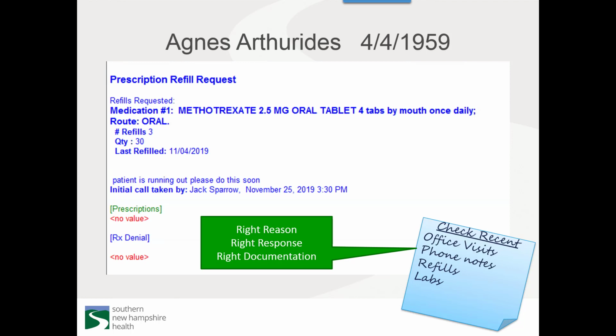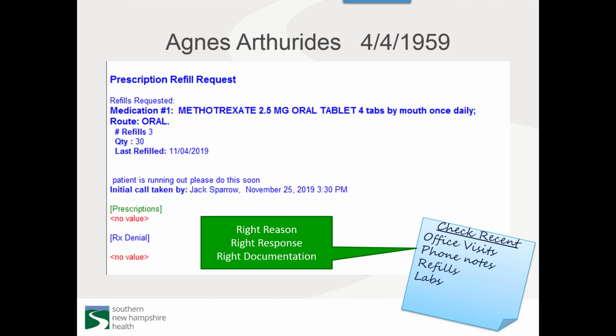The right response has to do with whether or not we've followed up on the appropriate things. This is where you might look at lab results. You might be looking at whether the patient has had appropriate follow-up visits. And then the right documentation. These are things like, is the prescription valid? Do we have appropriate follow-up in the chart? You might look at things like pain contracts. Those are forms of documentation you'd be looking for with a refill.